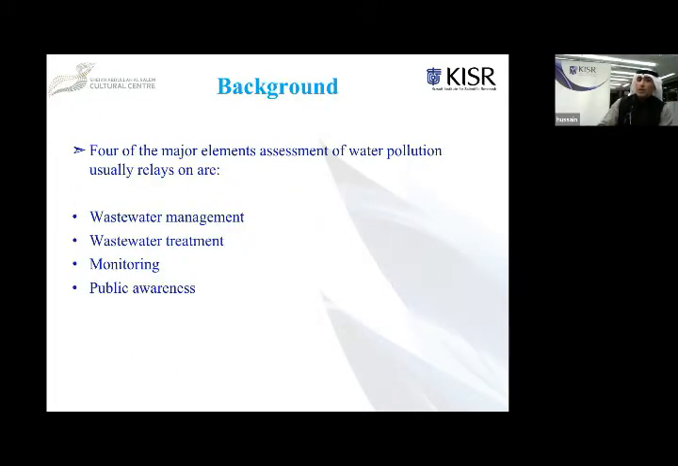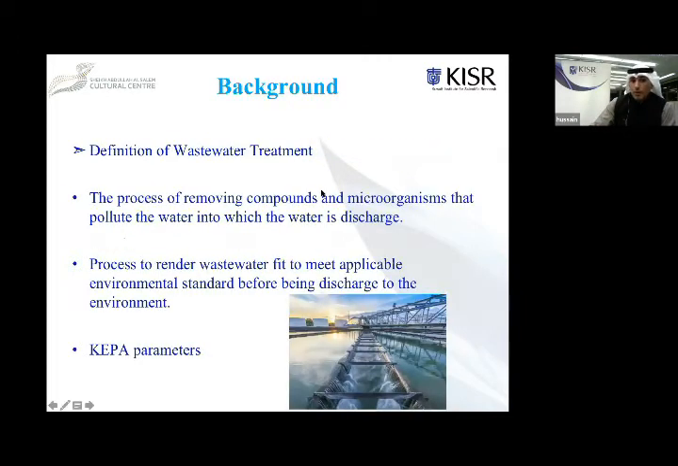In my presentation, I'll rely on maybe 4 major issues, including wastewater management, wastewater treatment, monitoring, and public awareness. The definition of wastewater, just a general definition: it is polluted water from any activities, and the process of removing compounds and microorganisms from the polluted water to which water is discharged.